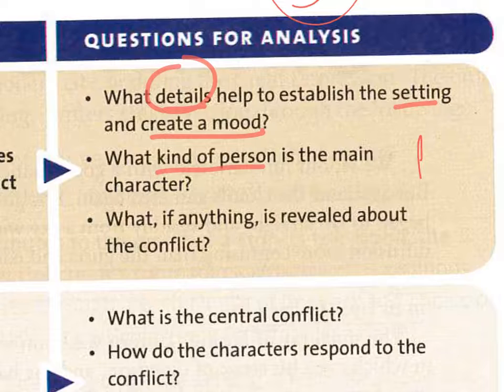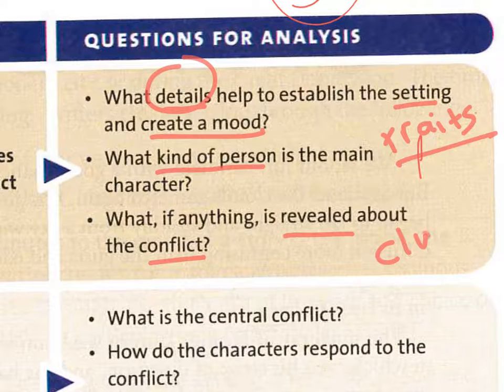What kind of person is the main character? And we talk about character traits. Looking for the character traits. What do we know about the main character? What kind of person are they? And what, if anything, is revealed about the conflict? What clues are there about the problem or conflict in the story? Man versus nature, man versus society, man versus himself. What is the problem? 3 great questions that strong readers ask themselves.